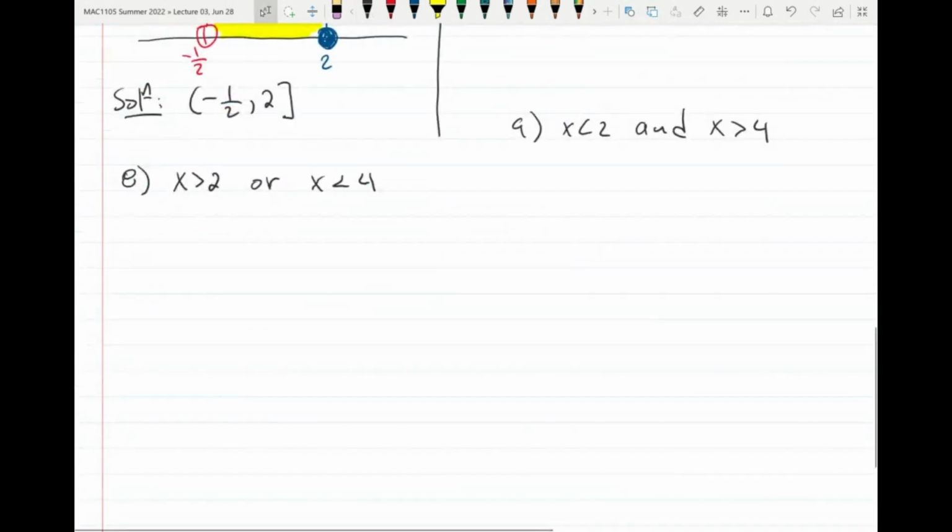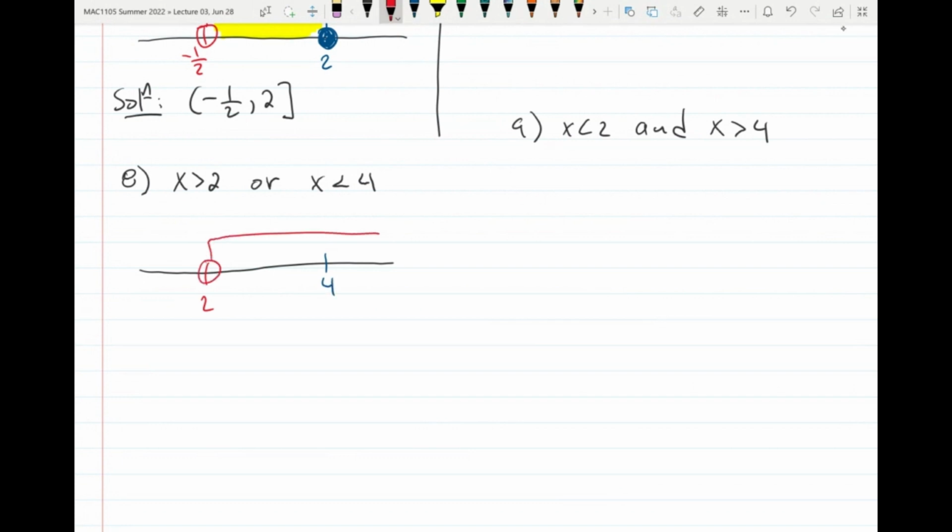All right. How about number 8? Let's draw a picture for number 8. So here we have 2. Here we have 4. So x bigger than 2, that's open circle to the right. X less than 4, that's open circle to the left.